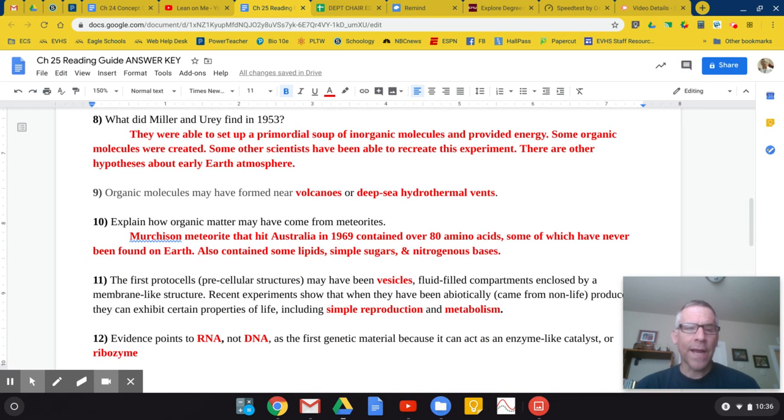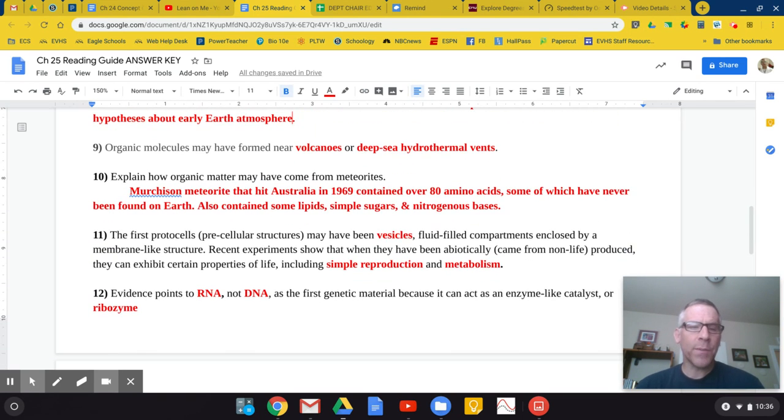So as we go down to number 9, organic molecules may have also formed near volcanoes or deep sea hydrothermal vents, where again, there was a lot of energy through the heat that's produced through volcanoes and the heat from a hydrothermal vent. We're going to the very bottom of the ocean. These hydrothermal vents put out a ton of heat that's coming directly from the center of the Earth.